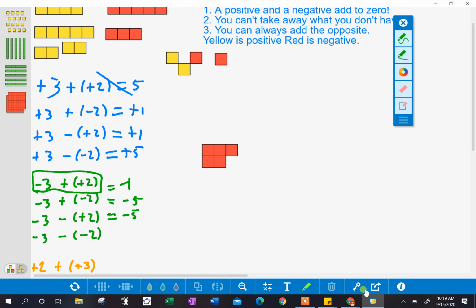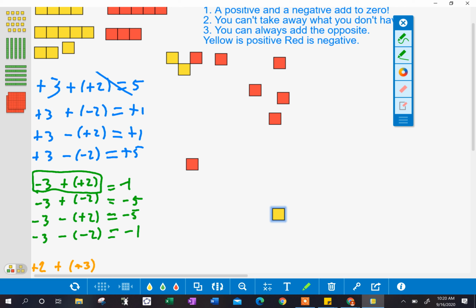If I have negative 3, that's what I'm starting with, negative 3. And now I have to take away 2 negatives from this negative 3. And what am I left with? Just 1 negative.